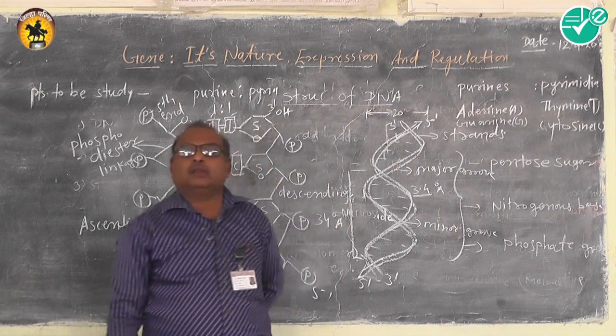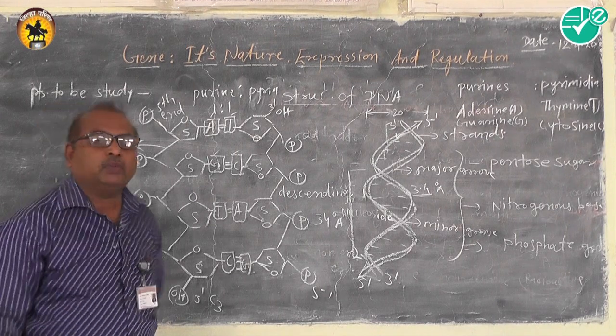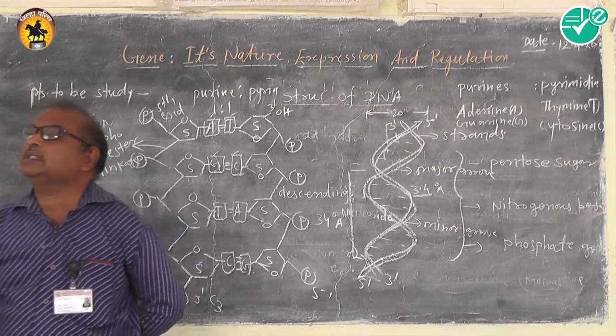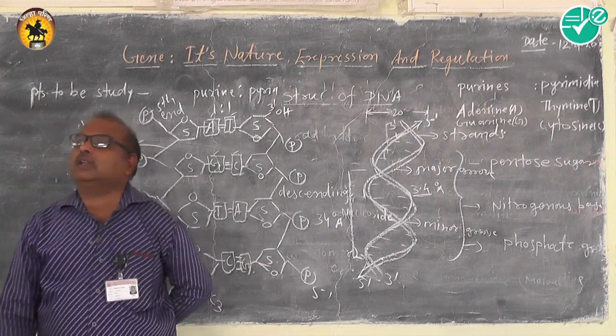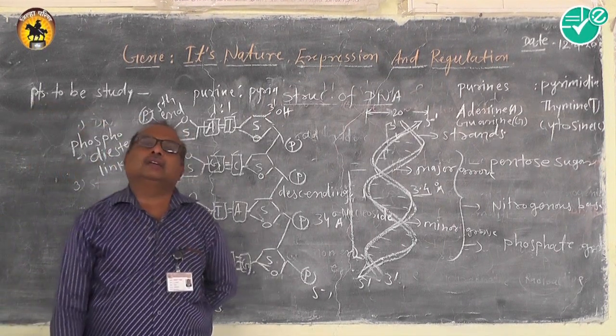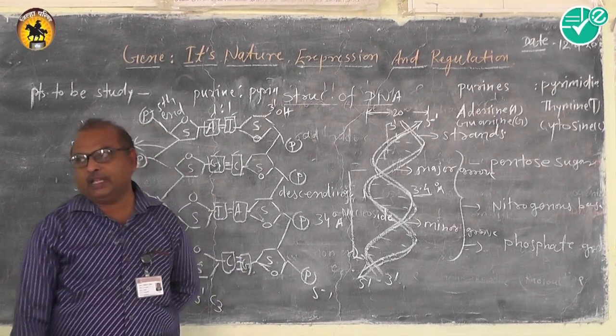Now, in this way, in this period we studied three points of the topic: first, DNA as the genetic material; second, the modern concept of the gene; and third, the eukaryotic DNA structure, or Watson and Crick model of DNA.